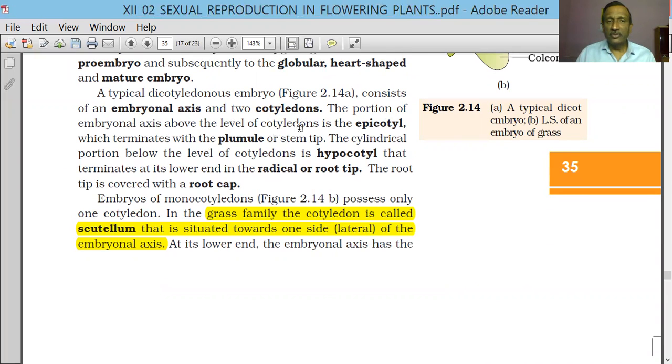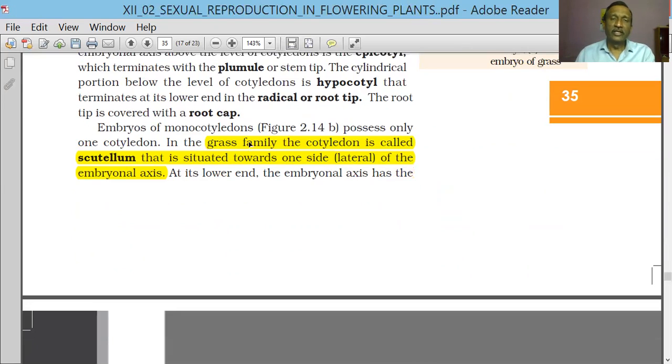The portion of the embryonal axis above the level of the cotyledons is the epicotyl, and the epicotyl will result in the formation of the plumule, later the stem after germination of the plant. The cylindrical portion below the level of the cotyledons is called the hypocotyl. The hypocotyl will develop into a root after germination, and the root will be covered by a root cap. The root cap is very important, because as the root penetrates the soil, it is the root cap that faces maximum resistance and friction from the soil particles. So those cells may die or be damaged, and these cells have to be continuously replaced. Just below the root cap, there is a portion containing the meristematic cells, which are continually dividing and adding cells.